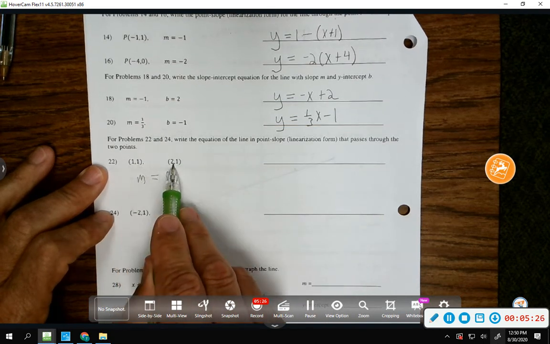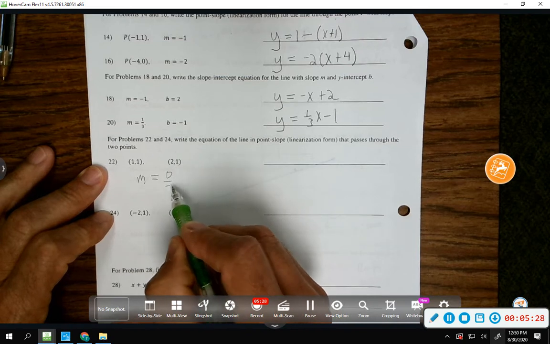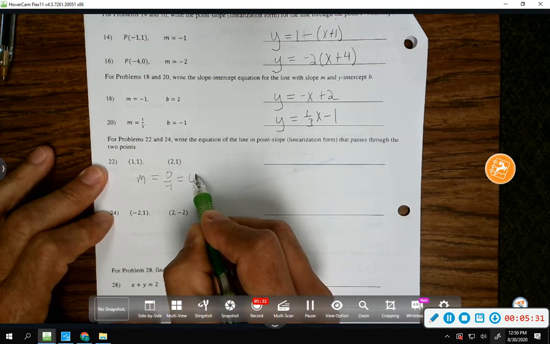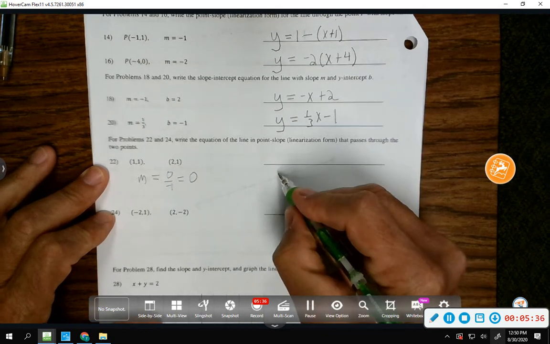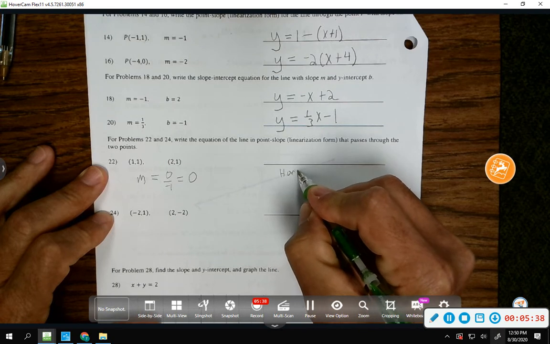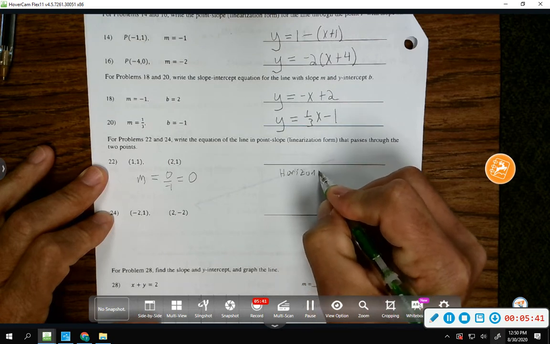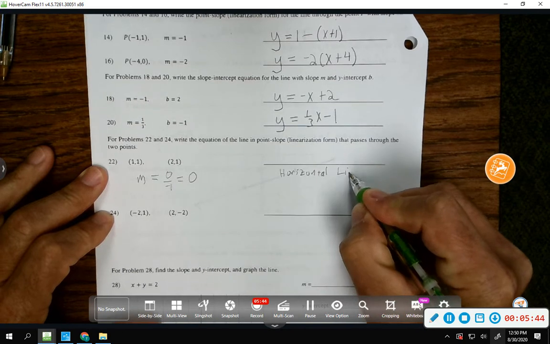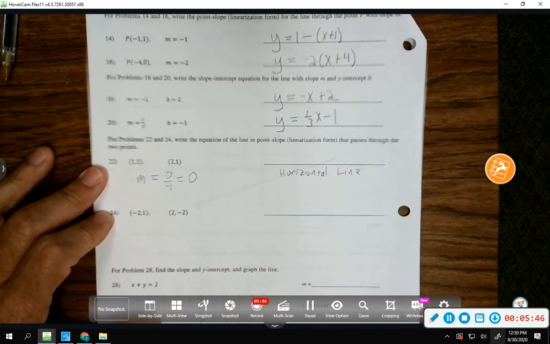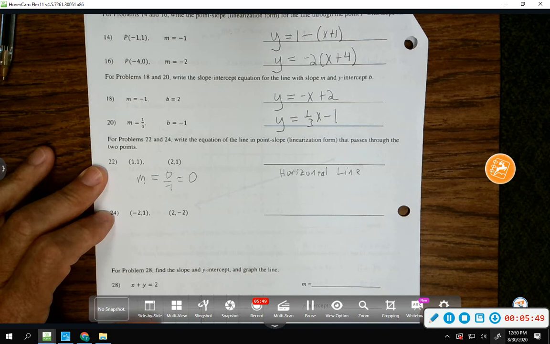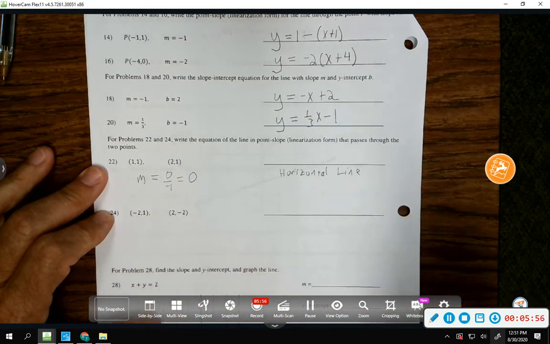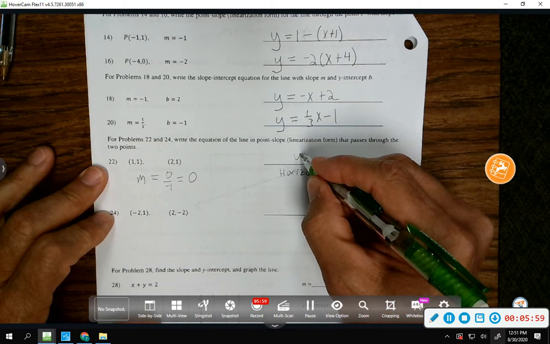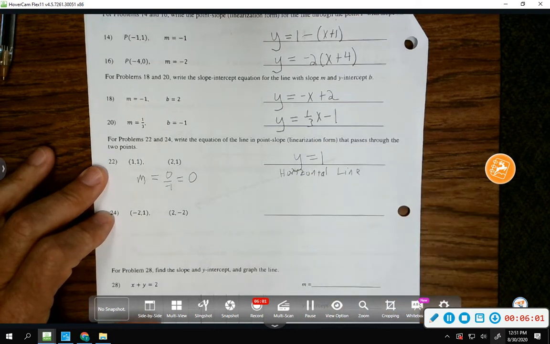1 minus 2 is -1. But 0 divided by a number is 0. So if I have a slope of 0, that means we have a horizontal line. I'm going to identify this as a horizontal line, because horizontal lines have a slope of 0. Vertical lines have a slope that is undefined. So a horizontal line is y equals the y coordinate. I don't know which y coordinate to pick. They're the same. That's why we got 0 on top. Y equals 1. Done. Good.